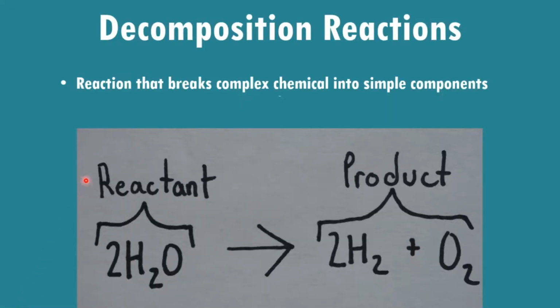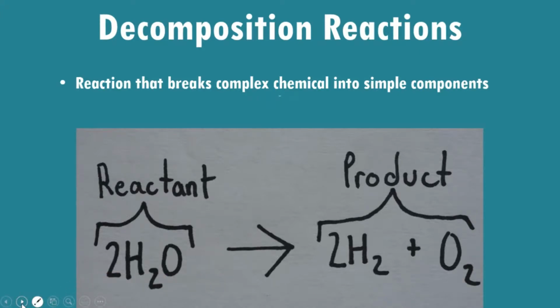A decomposition reaction is a reaction that breaks complex chemicals into their simple components. In this example, you can see we have a water molecule right here, and in this reaction it is broken down into its constituents, hydrogen and oxygen. This is a decomposition reaction because the product is simpler chemicals than the reactant was.